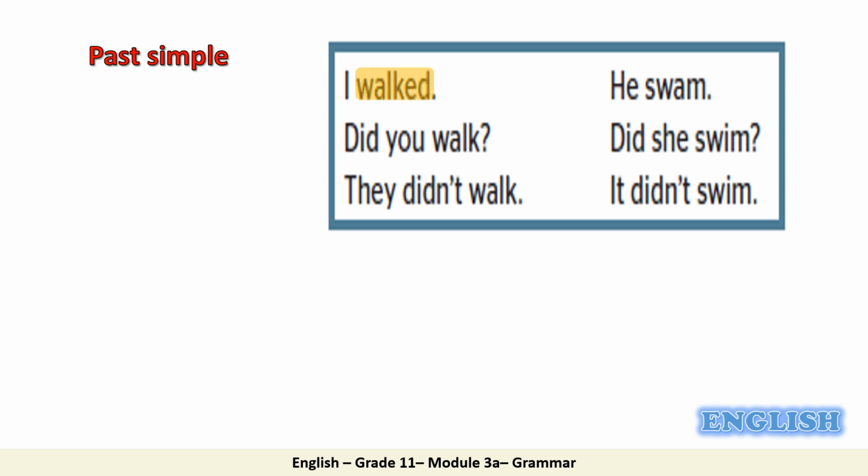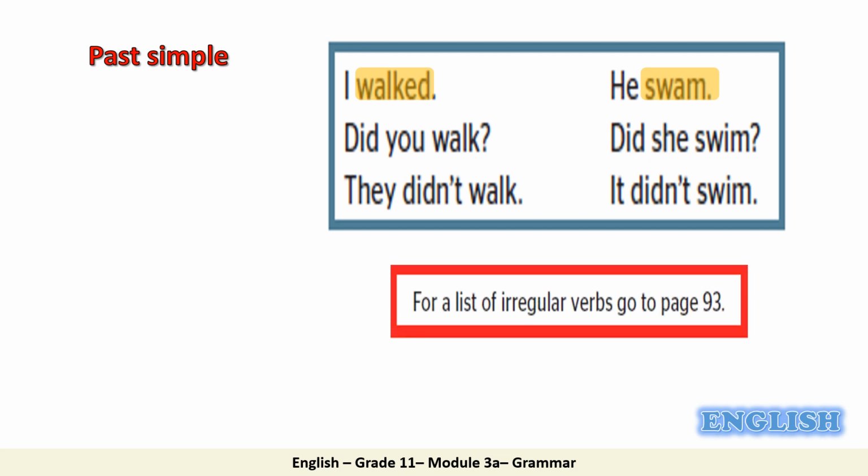The first one, I walked. Here we add -ed. We added -ed to the verb. Swam. This is an irregular verb. We don't add -ed. To see a list of irregular verbs, you can go to page 93.